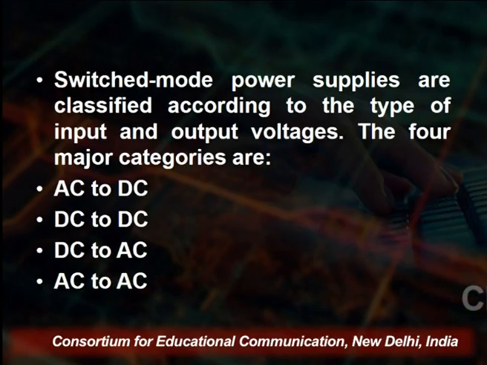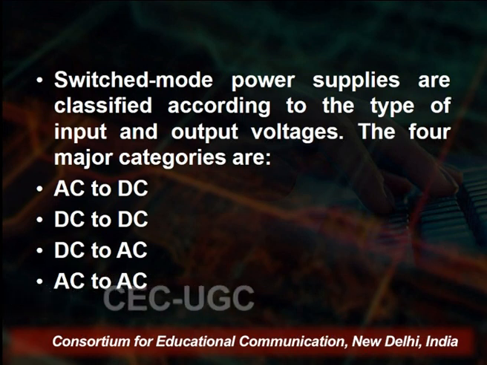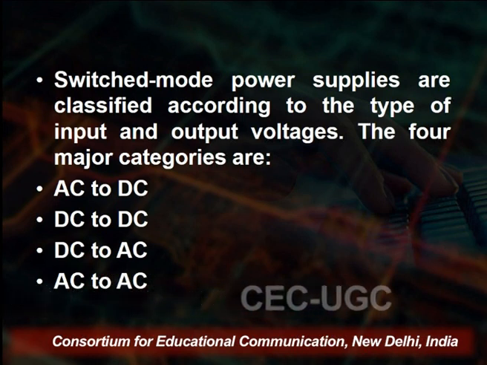It is also divided into 4 categories according to the type of input and output voltage. First is AC to DC, second is DC to DC, third is DC to AC, and fourth is AC to AC, on the basis of input and output voltage. These are the 4 combinations basically we use.